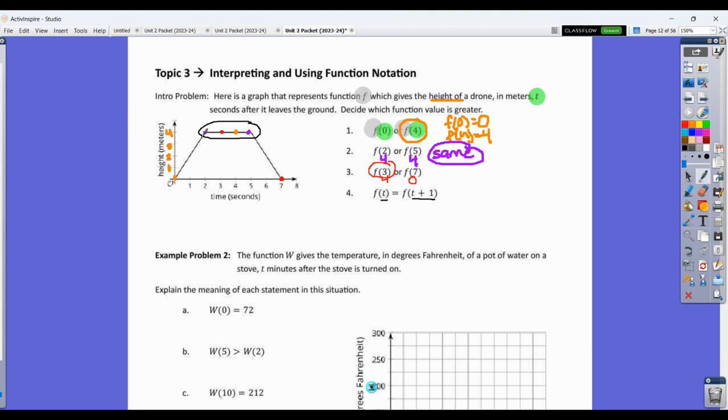t can also be 3, because if t is 3, then t plus 1 is 4, and both of those have a height of 4, okay? t can also be 4, and then t plus 1 is 5, and both of those have a height of 4. But if t was 5, then the height is 4, and then 5 plus 1 is 6. That height is no longer 4.